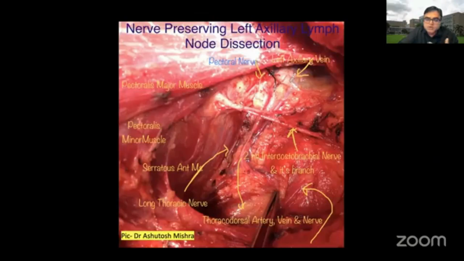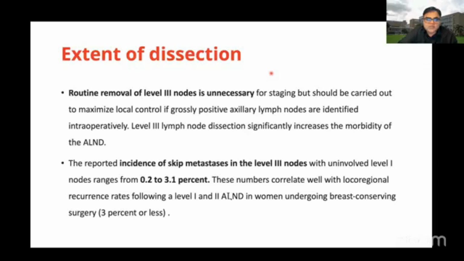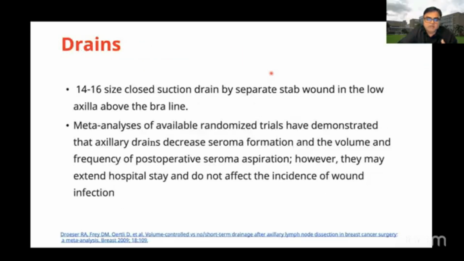You can preserve all the nerves. There's the long thoracic nerve, intercostobrachial nerves. There is the fascia over the vein, and there's the chest wall and the medial pectoral pedicle. And extent of dissection depends. We need more than 10 lymph nodes. If we are harvesting less than that, there are chances of recurrence. Routine removal is up to level 2. Rarely we go for level 3.